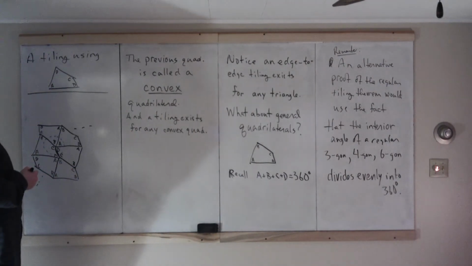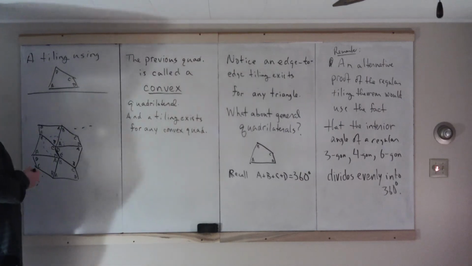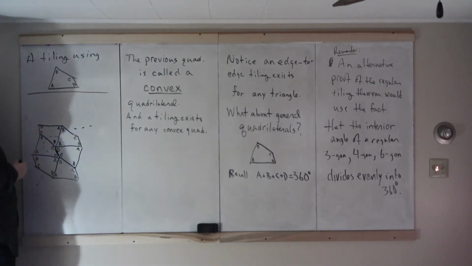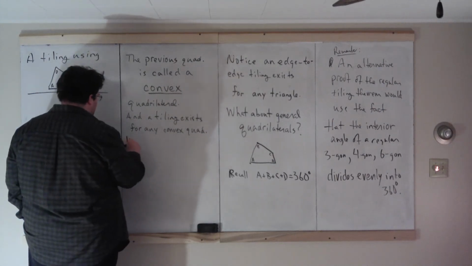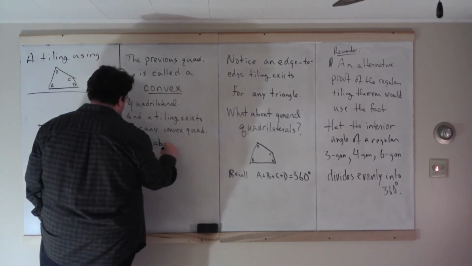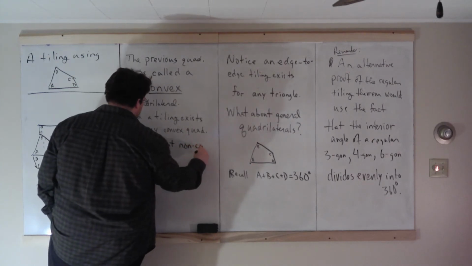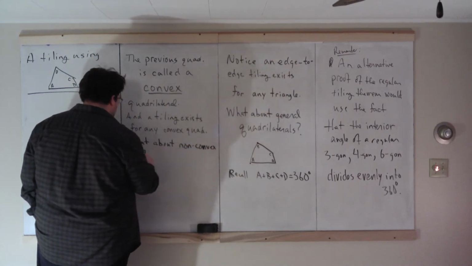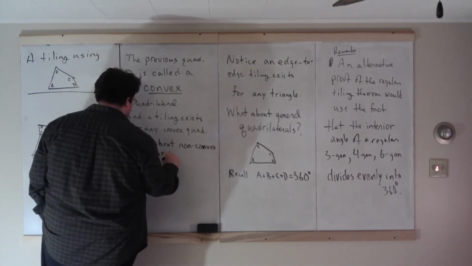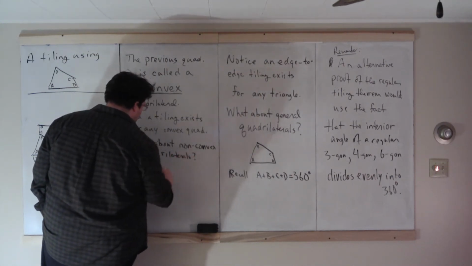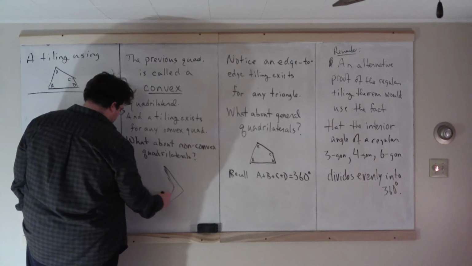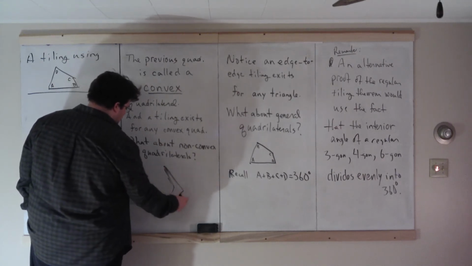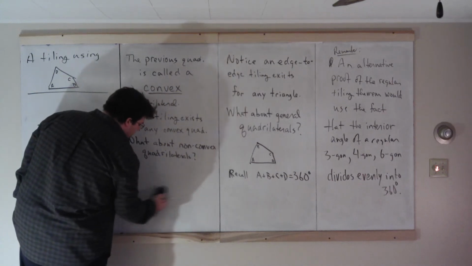Now, what's a convex quadrilateral? What does that actually mean? Well, it actually means if you connect any corners, it doesn't go outside of the quadrilateral. But I think it's best understood if we illustrate a non-convex quadrilateral. What about non-convex quadrilaterals? Well, what would that look like? It could look something like this. Where the angle's inside, that's a lousy drawing, I guess.